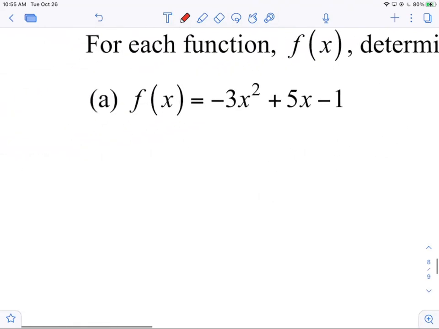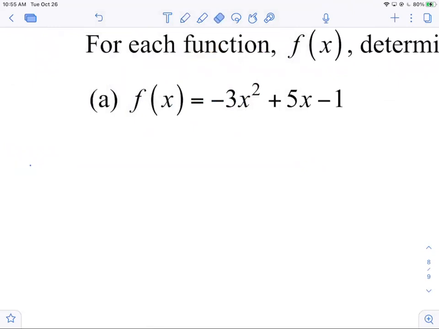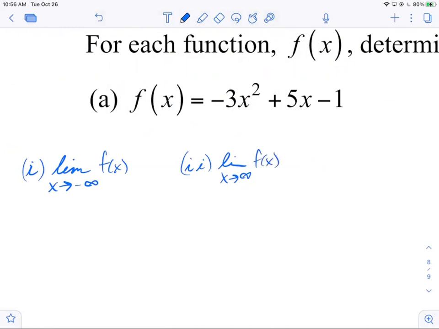So let's go ahead and write out our work here first. Part I is going to be, write it smaller, the limit as x goes to negative infinity of f of x. Part II is going to be the limit as x goes to positive infinity of f of x. And part III is going to be the question, horizontal asymptotes.